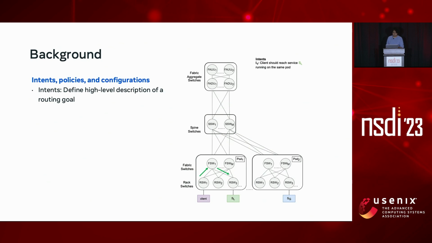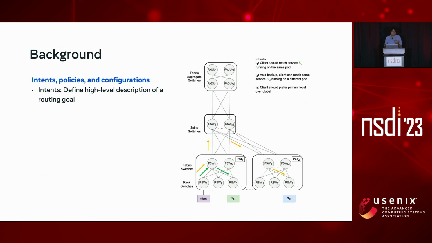Let's take this running example. On the top right-hand corner, you can see the definition of intent I1, where a client tries to reach a local service defined by a path of RSW, FSW, and RSW. The network operator could also define a backup path as an intent, saying if the local service is not available, they could reach a global service which is present in a different pod by taking the route via the spine switches. Of course, the network operators could also specify the preference among these intents and say that the client should prefer the local service over the global service.